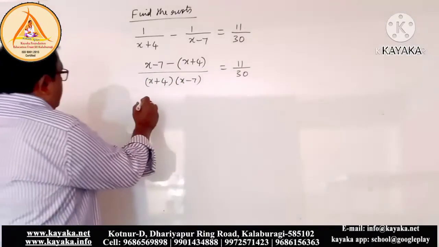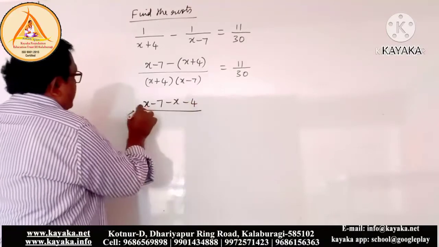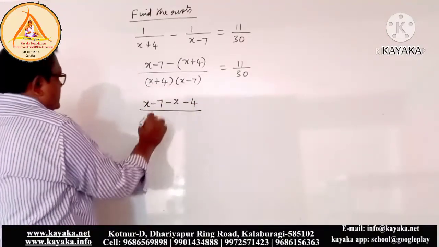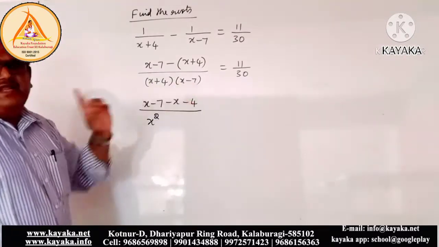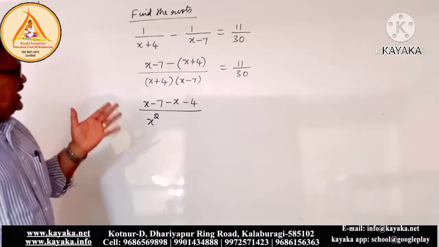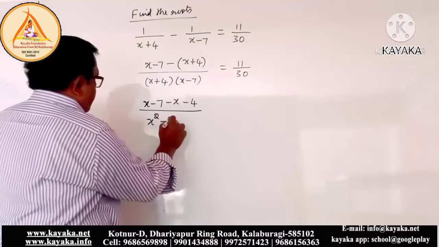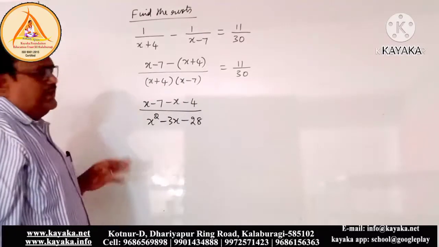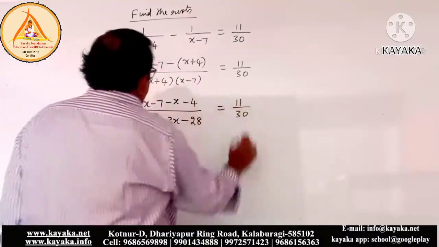Therefore, you will get here x minus 7 minus x minus 4 divided by, here you can multiply term by term, x into x, you will get x square, x into minus 7, you will get minus 7x, 4 into x, you will get 4x, minus 7x plus 4x, you will get minus 3x and minus 28. 4 into minus 7, it is minus 28, okay, equal to 11 divided by 30.